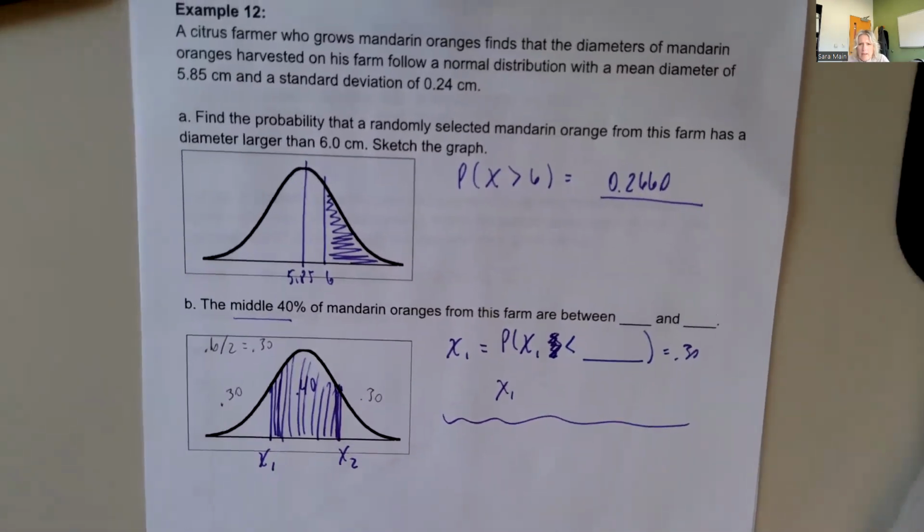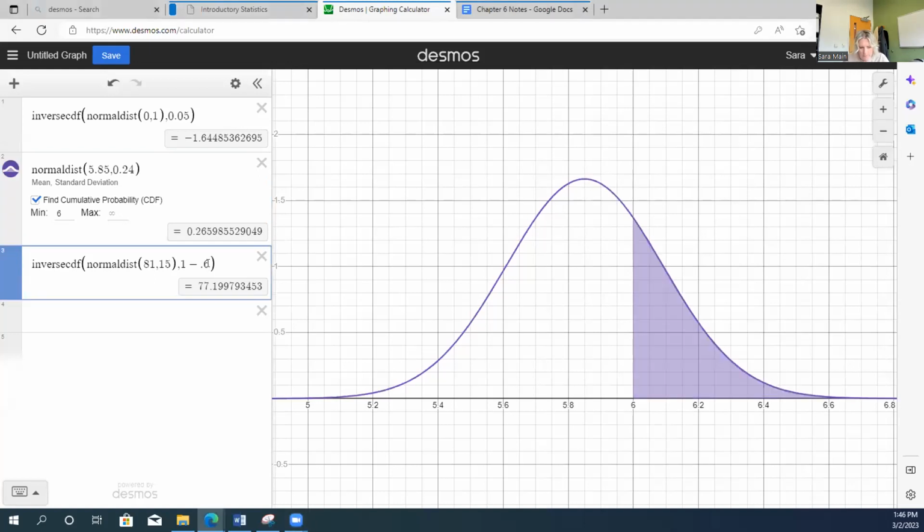Let's go back and find that. Here we have an inverse norm. Our mean and standard deviation are in, and we want 0.3, 30% to the left. So that diameter is going to be 5.724 centimeters because it's smaller than the mean.